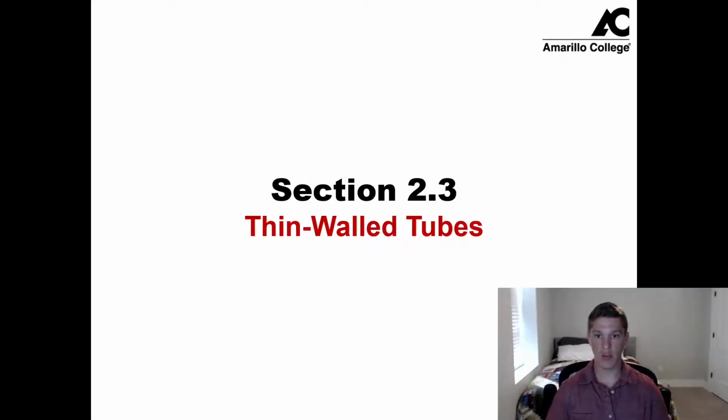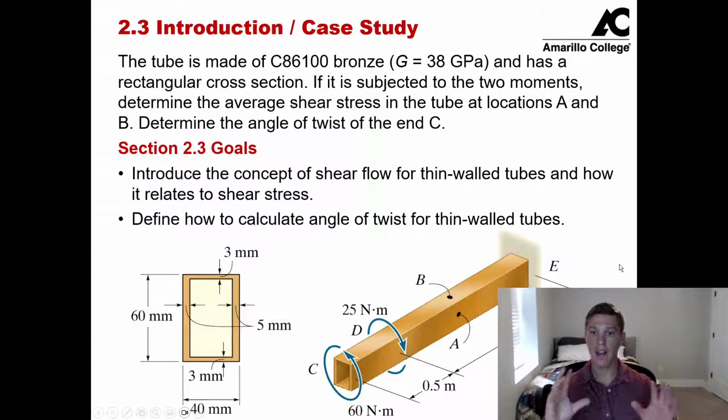The first thing that we're going to cover today is going to be thin-walled tubes. So let's go ahead and look at our example problem that we're going to try and build the theory to be able to solve at the end of this section. So here is our problem. We have a tube made of bronze. It's a square tube, as you can see from the picture, and it is a hollow tube, so it has a thin wall section. And we'll go into this in a lot more detail when we solve it.